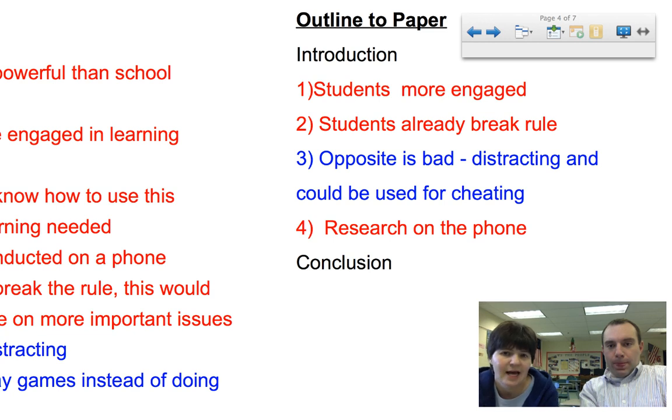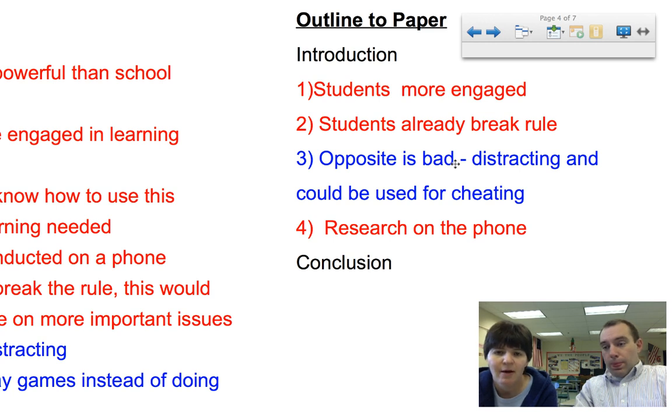And now, as I was looking, I picked my 3 reasons. I said, reason 1, students are more engaged. It's in red. Students are ready to already break rules. And the third reason for mine is research on the phone is good. Now, I decided on the opposite side that I would also bring up that some people argue it's distracting and that phones could be used for cheating.